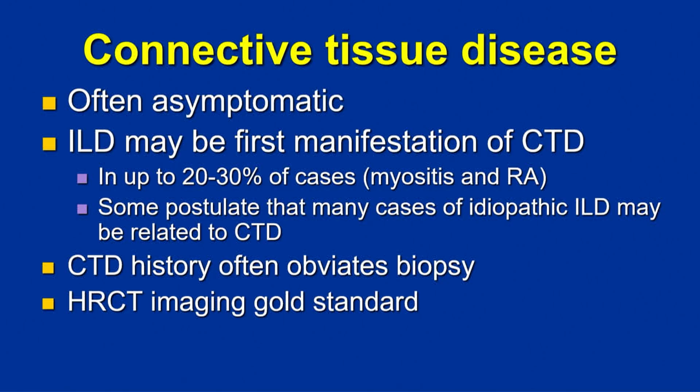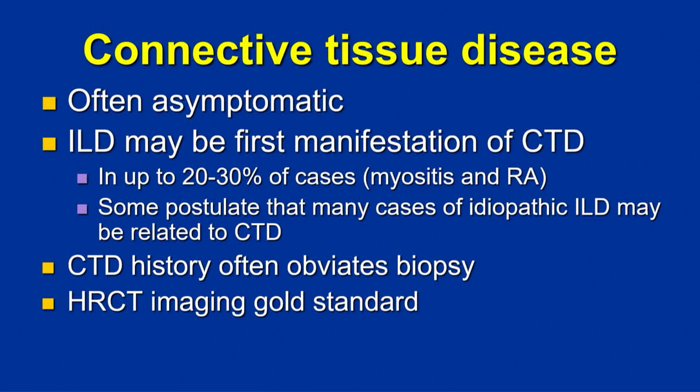In a minority of patients, interstitial lung disease may actually be the first manifestation of connective tissue disease, in up to 20-30% of cases in myositis and rheumatoid arthritis specifically, though this also occurs in other types of connective tissue disease. Obviously, if you have a known history of connective tissue disease, this is the most helpful thing to identify someone with CTD-ILD.